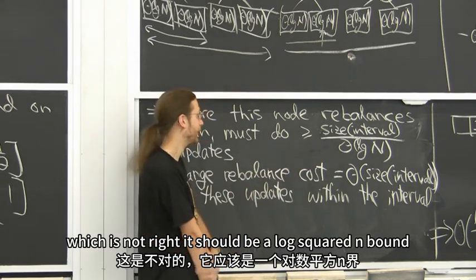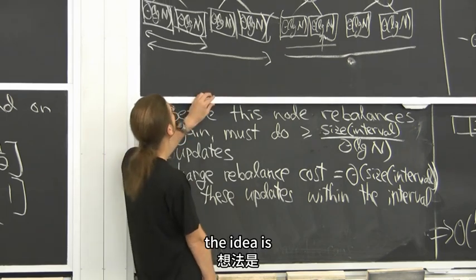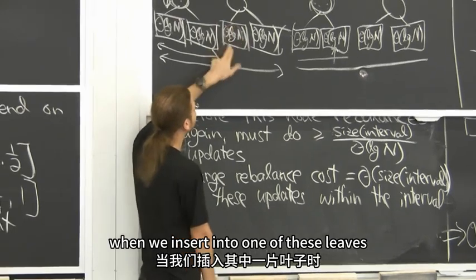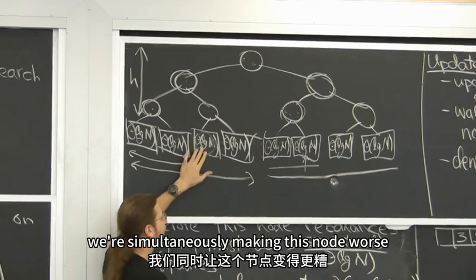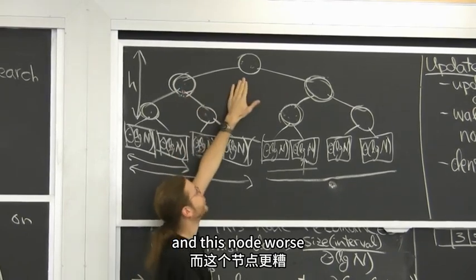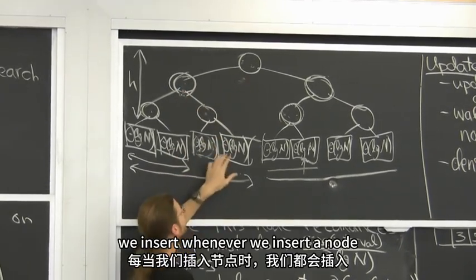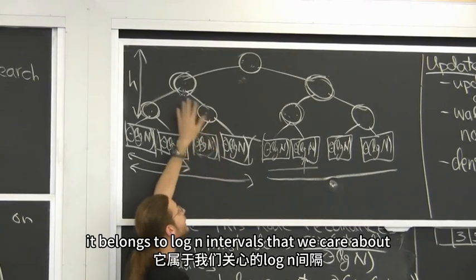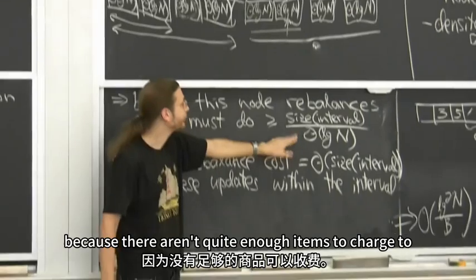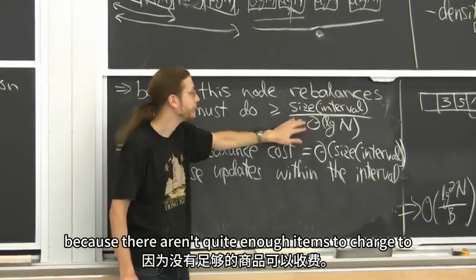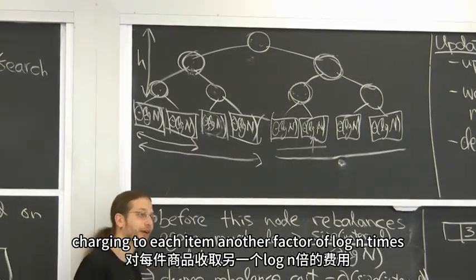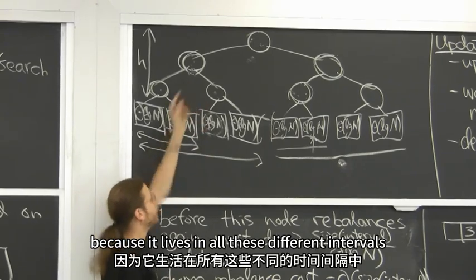It should be a log squared n bound. The idea is, when we insert into one of these leaves, we're simultaneously making this node worse, and this node worse, and this node worse. Whenever we insert a node, it belongs to log n intervals that we care about. So not only are we losing a log n factor because there aren't quite enough items to charge to, we're also charging each item another factor of log n because it lives in all these different intervals.